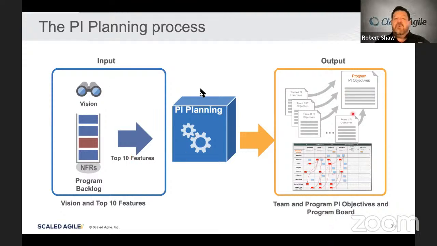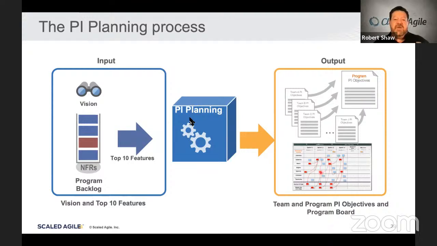And then as an output, what we see is a list of team objectives and a list of program objectives that the team has created, right? So this isn't a push into the team. It's an ask to the team. The team figures out the plan in the team. And then the teams also work with each other to figure out the bigger plan, right?